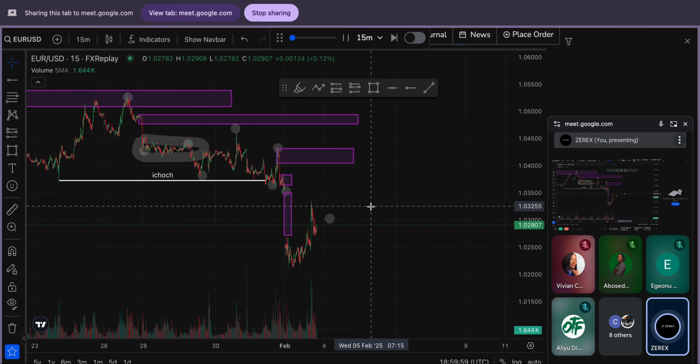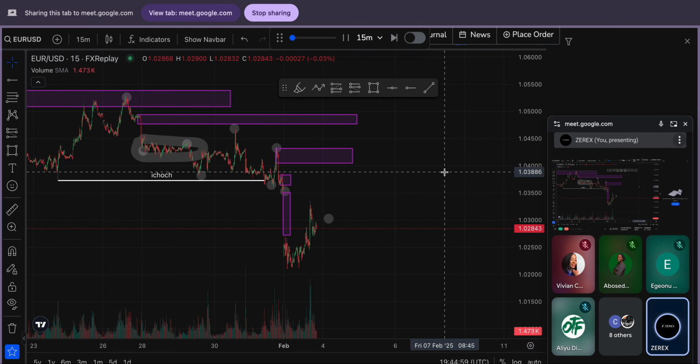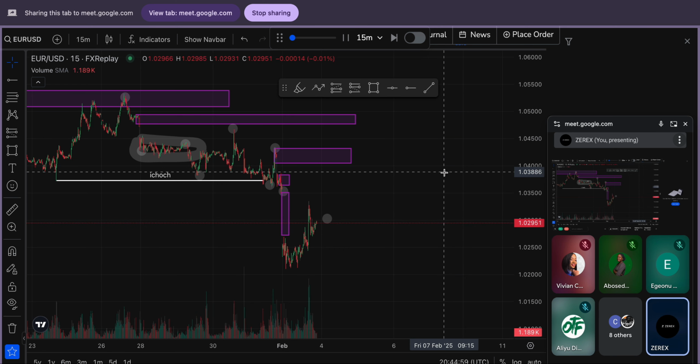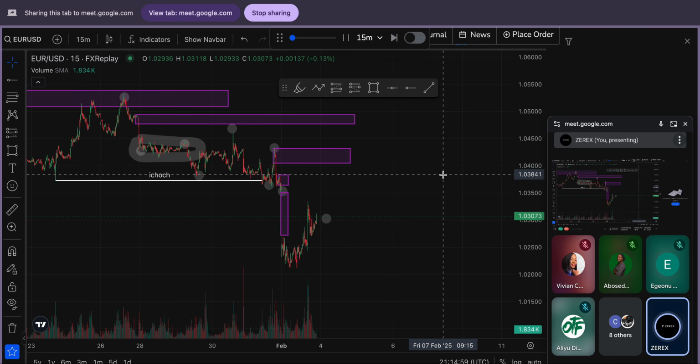Like I say, you are not the owner of the market. We only anticipate that this is what will happen. But until this happens, we do not take our trade. If this does not happen, we are not taking the trade.